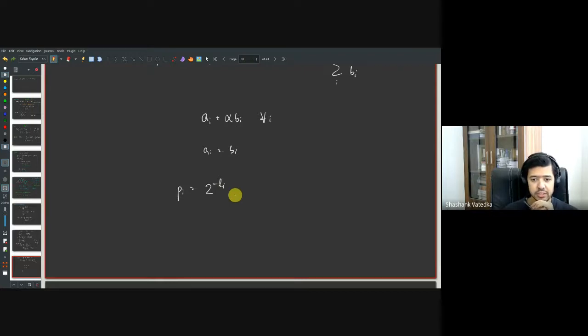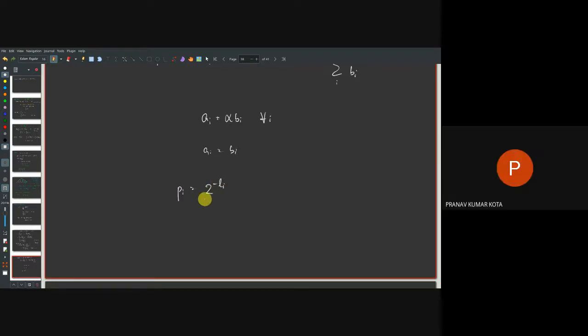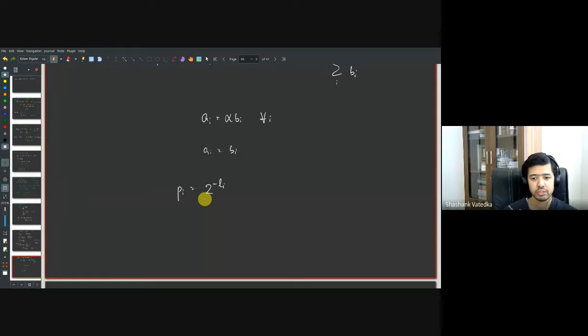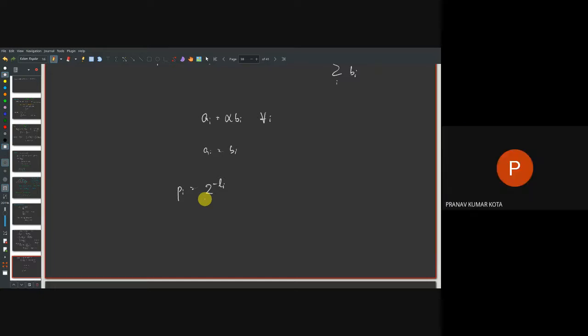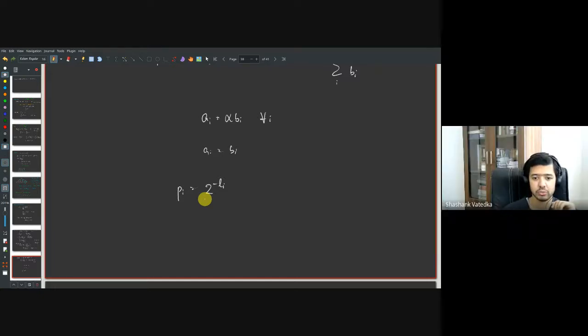All right. So can this happen for all distributions? Can you choose li such that pi is equal to 2 to the minus li? No. So what kind of distributions can you get equality for? Lengths are powers of 2. Exactly. Well, lengths are integers, so the probability should also be integer powers of 2, integer powers of a half.